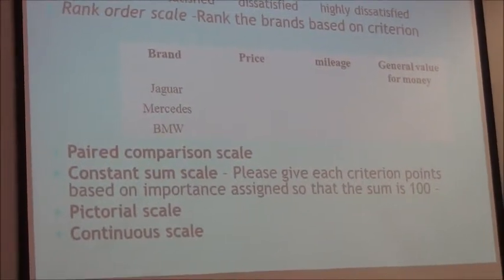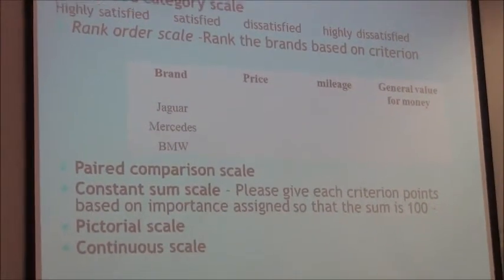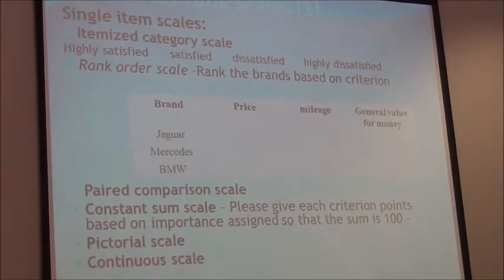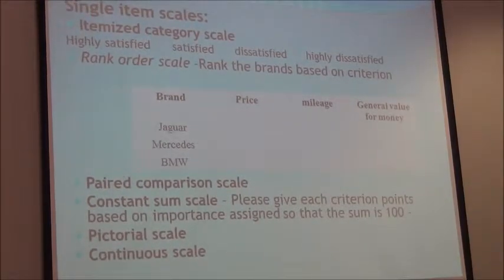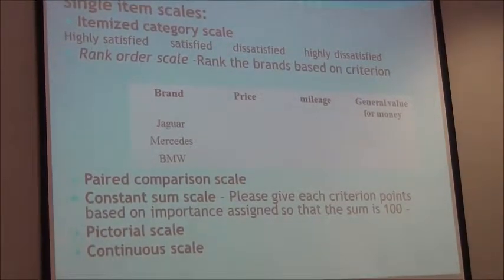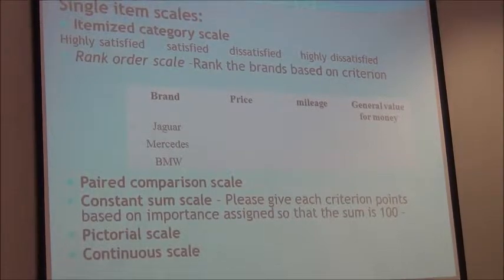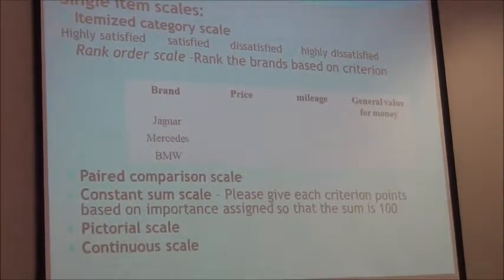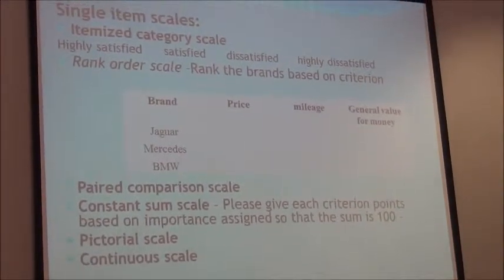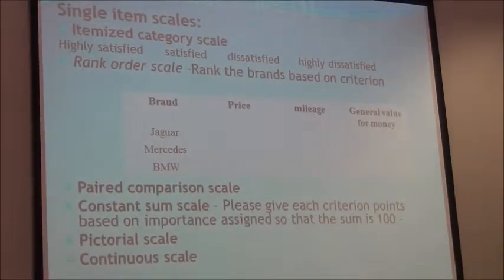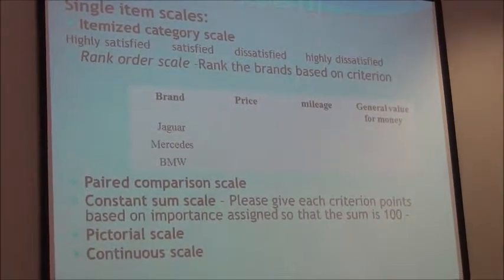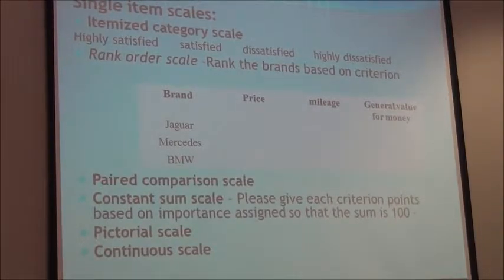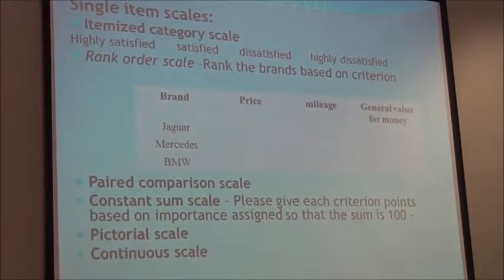So the itemized category scale allows you to go from highly satisfied to highly unsatisfied, or the other way around if you want to. That depends whether you want to use 1 as priority number 1 or 5 as priority number 1. It's your choice. But what itemized category scale gives you is categories that you itemize. So from highly satisfied to highly dissatisfied, there are categories. The second one is a rank order scale.